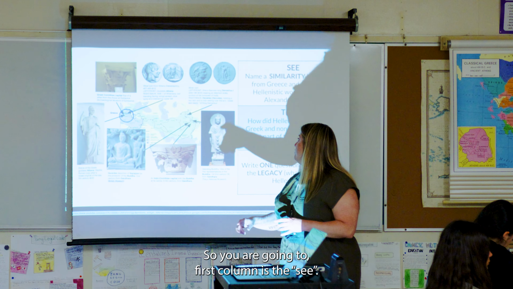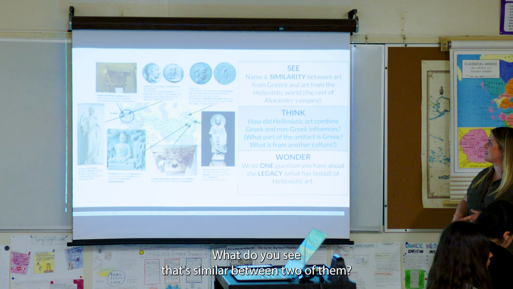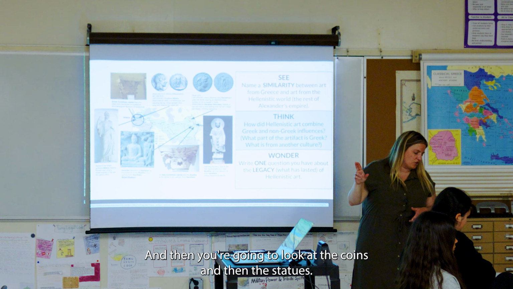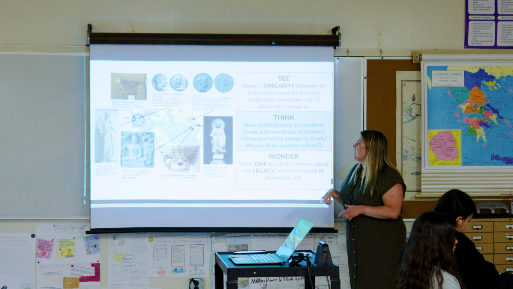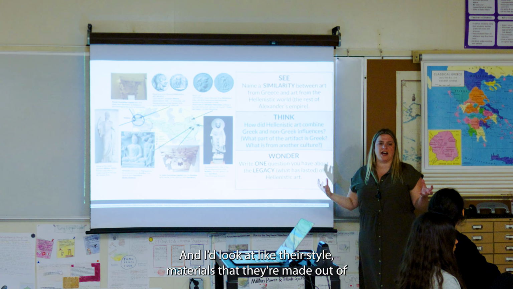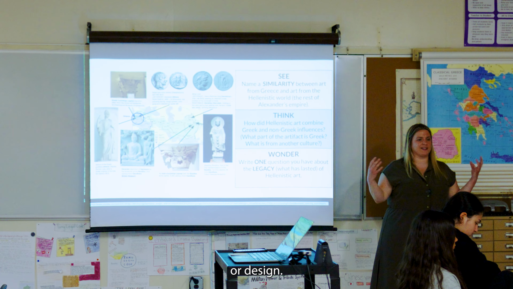So you are going to, first column is the sea. What do you see that's similar between two of them? And then you're going to look at the coins and then the statues. So what's something that you see similar between them? And I'd look at their style, materials that they're made out of, or design.